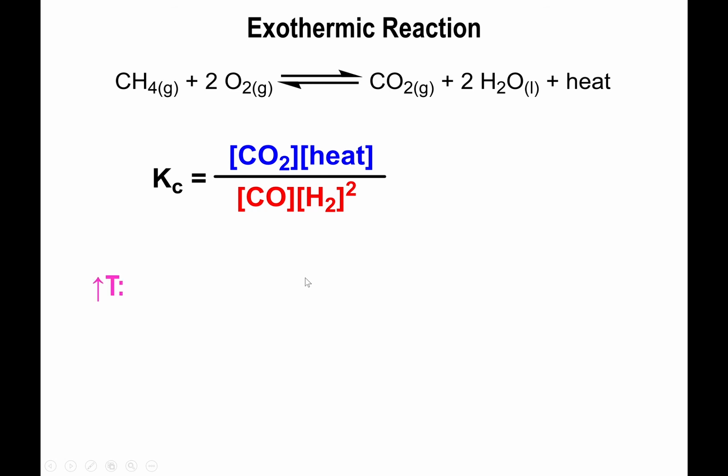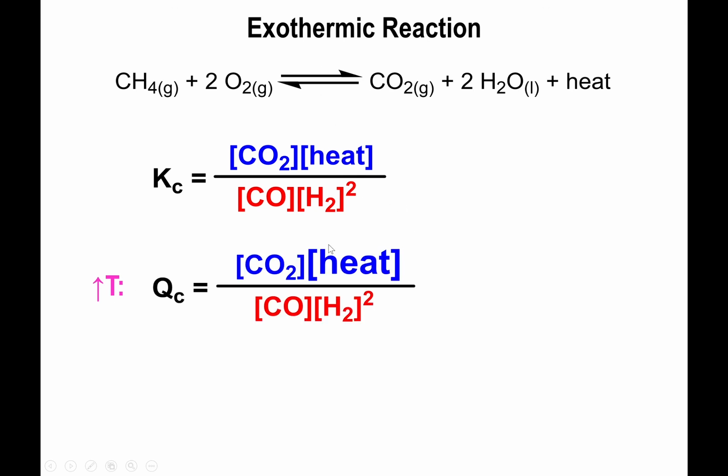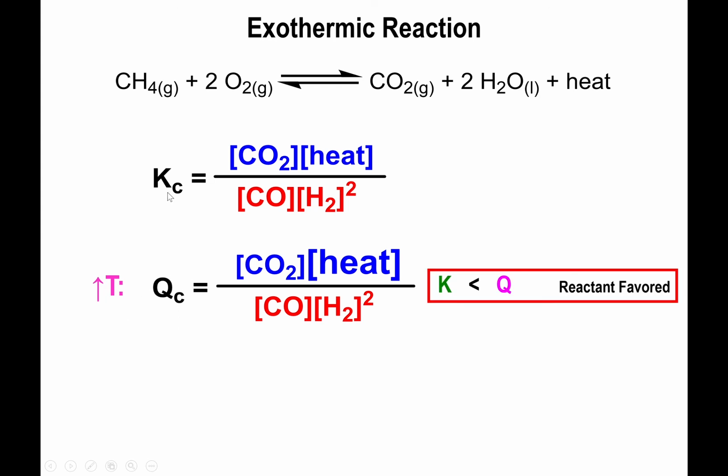And so check this out. Increasing temperature, we're going to associate with increasing heat. Decreasing temperature will associate with decreasing heat. So if you increase the temperature of a reaction that's exothermic, what you will end up doing is increasing the amount of product that you have. And that will make your Q greater than your K. And because of that, this will favor the reactants.